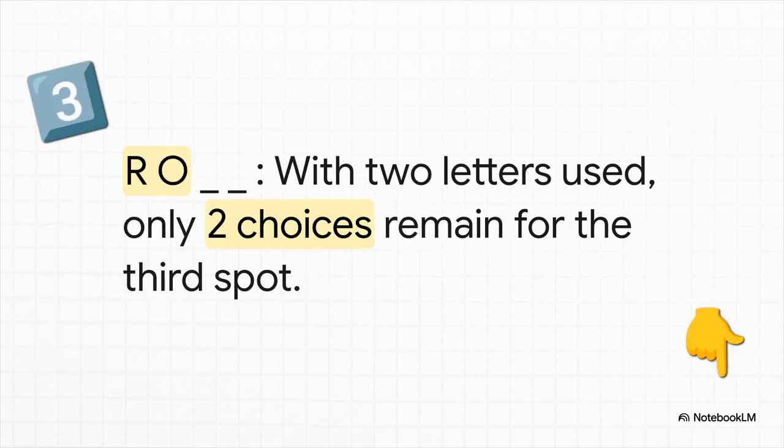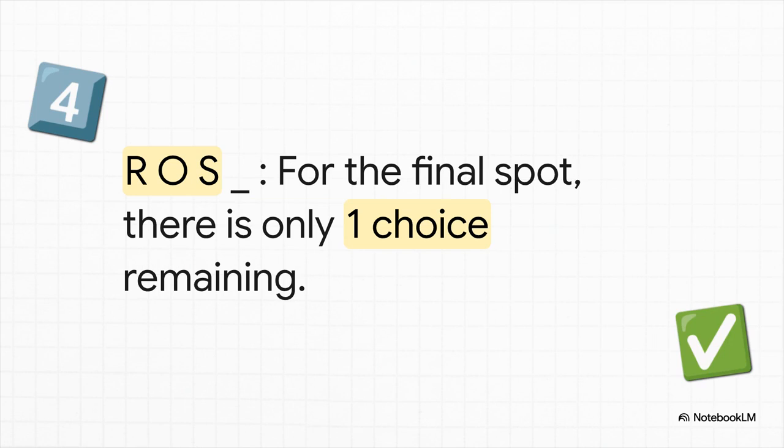And you can probably see the pattern here. We've now used 2 letters, maybe R and O. So for that third slot, we're left with only 2 possible choices. And for that very last spot, well, with 3 letters already placed, there's only 1 left. Our choice is basically made for us.